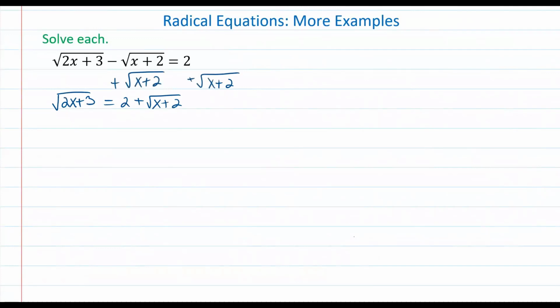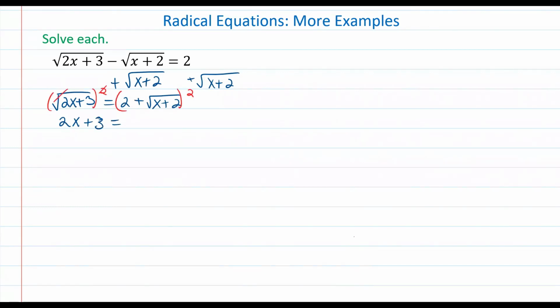Now, unfortunately, there's no way to just square both sides and get rid of all radicals involved. Unfortunately, that can't happen at this stage, but we can square both sides and at least get rid of one. So we're going to square both sides, and that will eliminate the square root on the left because it does undo that square root. So on the left, you have 2x plus 3. And on the right, you're going to square this.